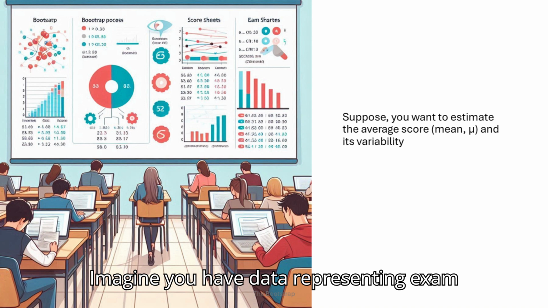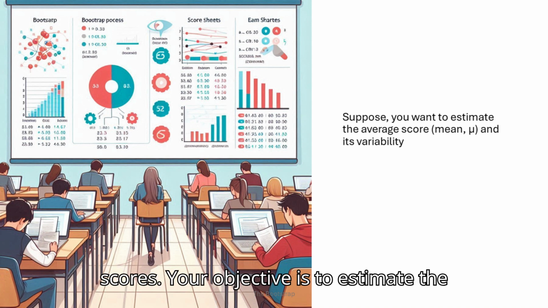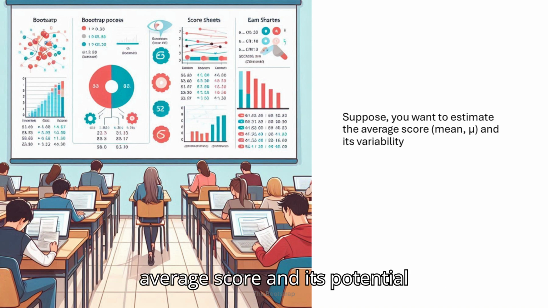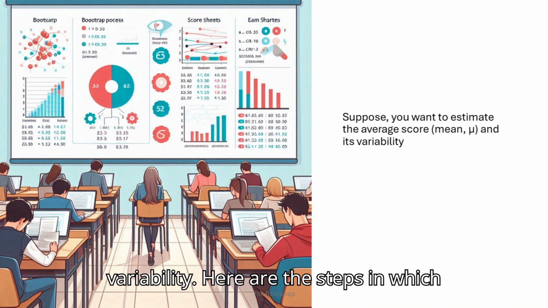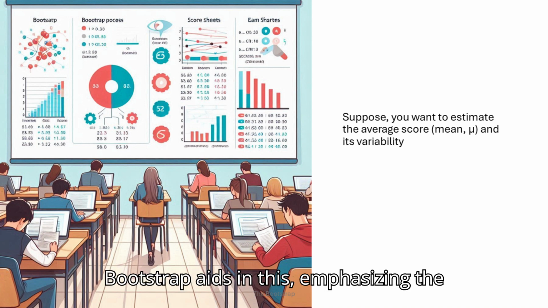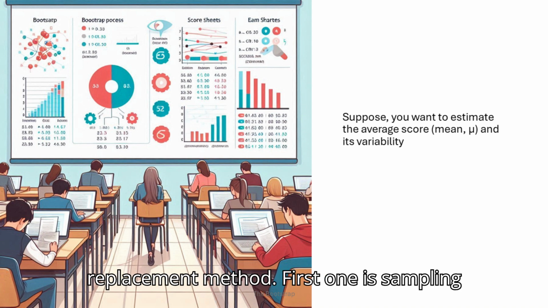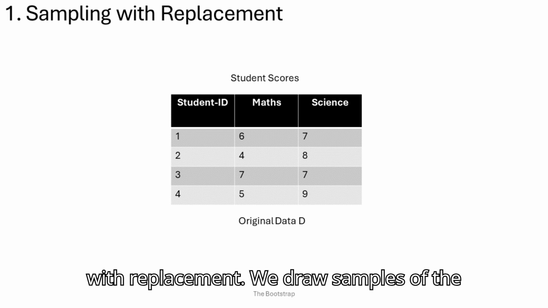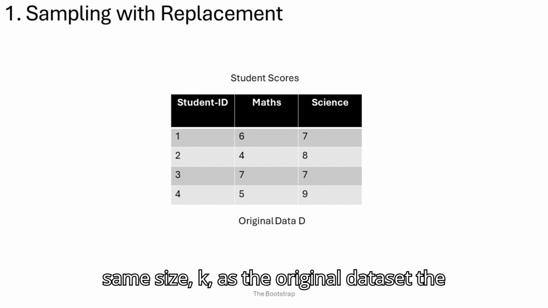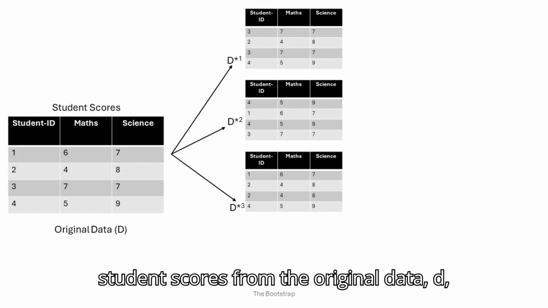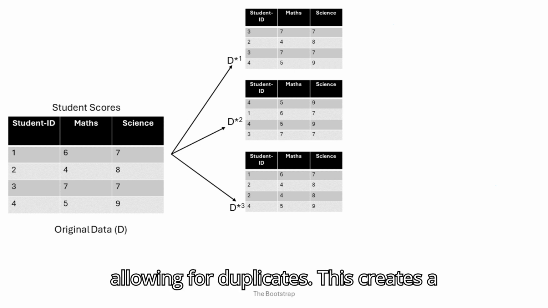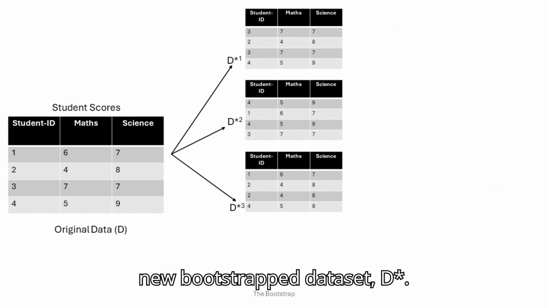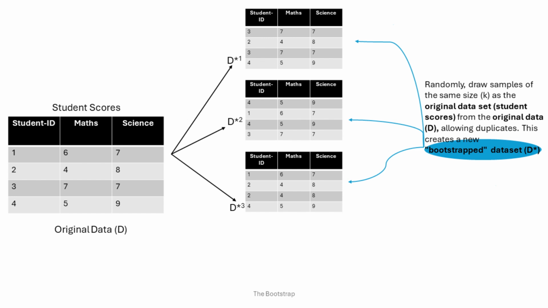Imagine you have data representing exam scores. Your objective is to estimate the average score and its potential variability. Here are the steps in which Bootstrap aids in this, emphasizing the replacement method. First one is sampling with replacement. We draw samples of the same size, K, as the original dataset, the student scores, from the original data, D, allowing for duplicates. This creates a new bootstrapped dataset, D*.